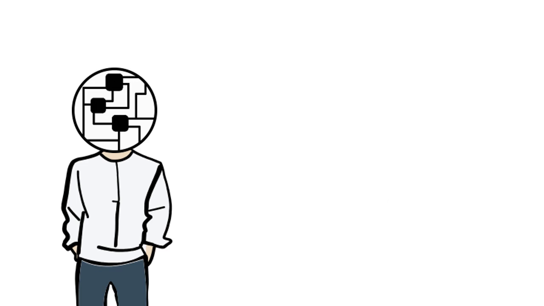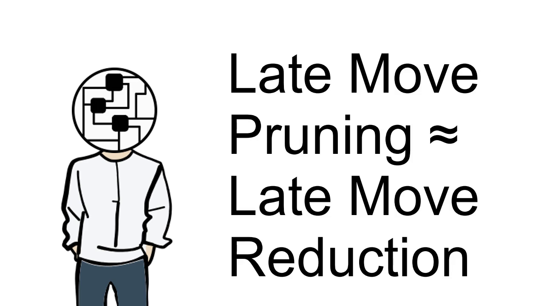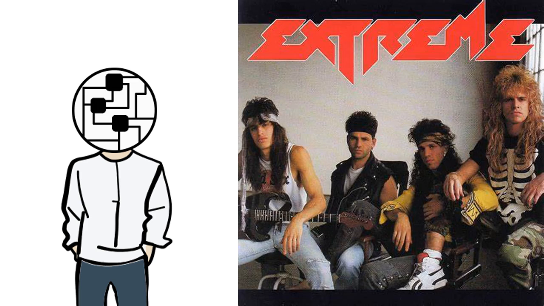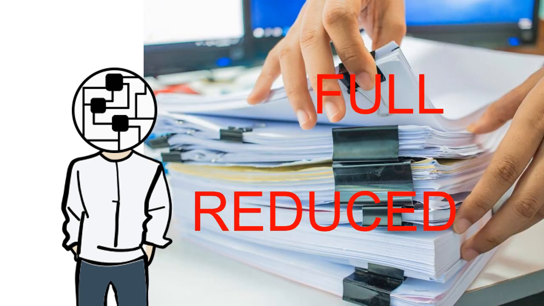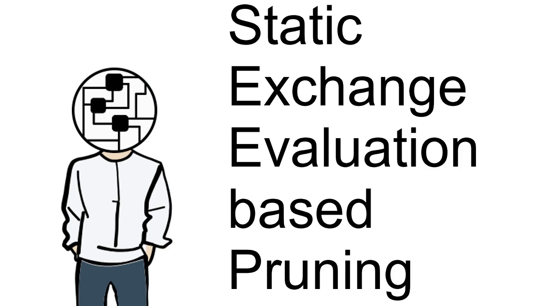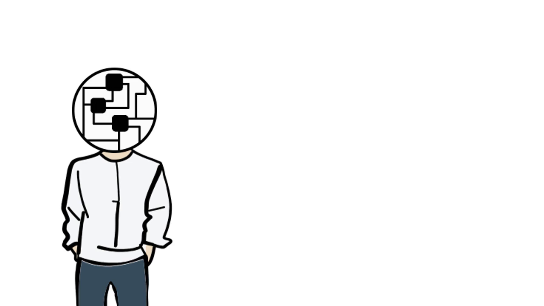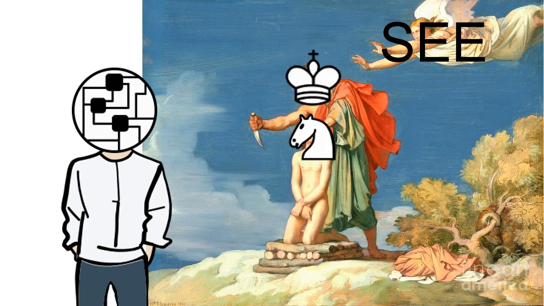There are a few more things we can implement to make the search faster. The first one is late move pruning. It is just like late move reduction, but a bit more extreme. Now instead of reducing the depth, we can throw the move away immediately without searching it at all. Another one is static exchange evaluation based pruning, or SEE pruning for short, which just means that the engine doesn't consider sacrifices at low depth, because most of them are blunders anyway.